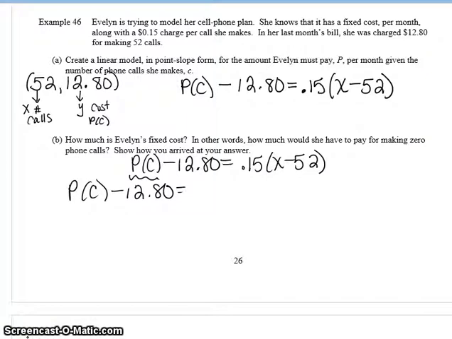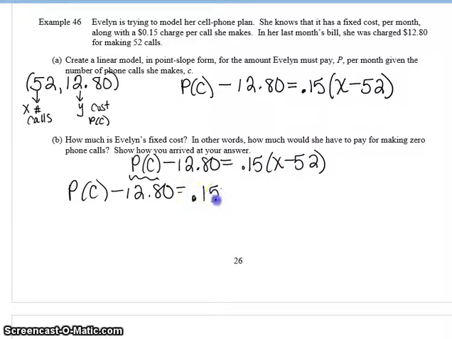This is Unit 2, Day 6, Part 2, just continuing on here with example 46. So we're going to use the equation that we just got from Part A, that's in point slope form, and right now we are solving or trying to isolate P of C. But before I could do that, we're just going to distribute here what we have over on the right side.